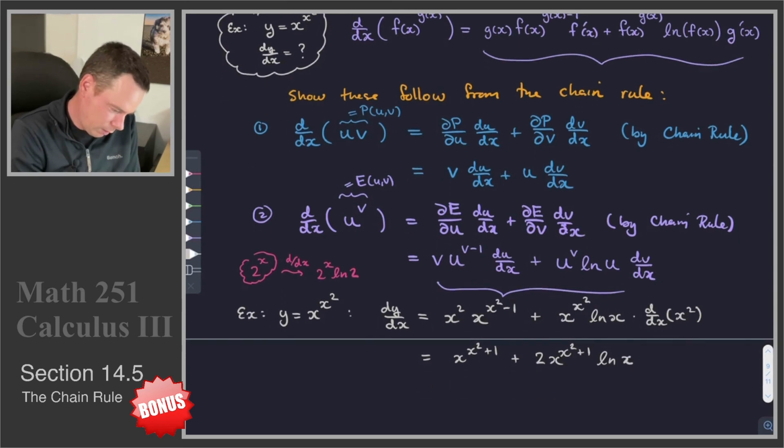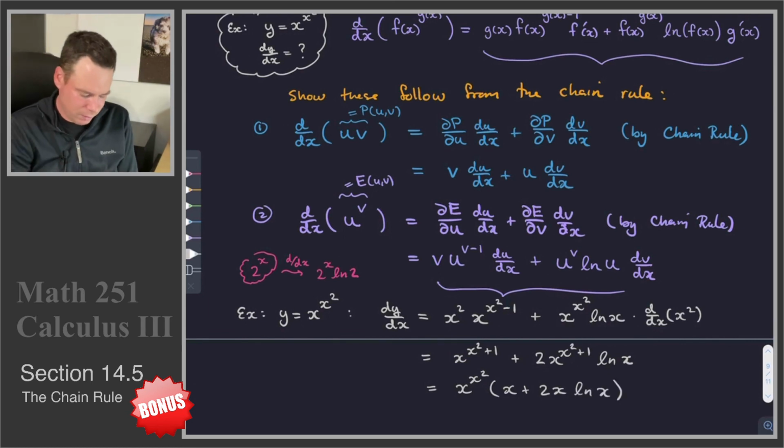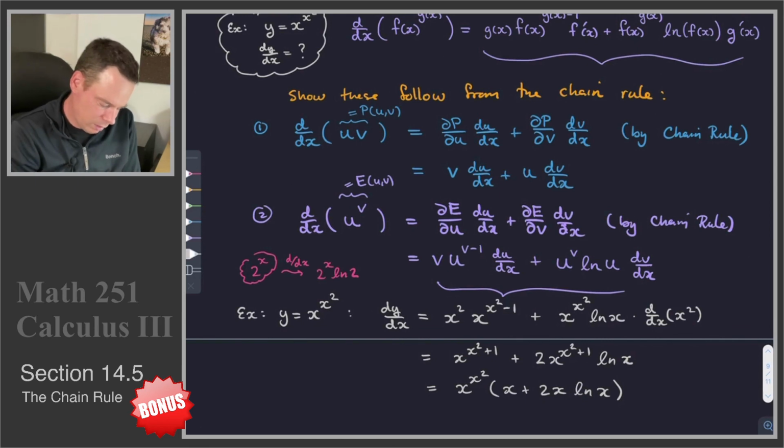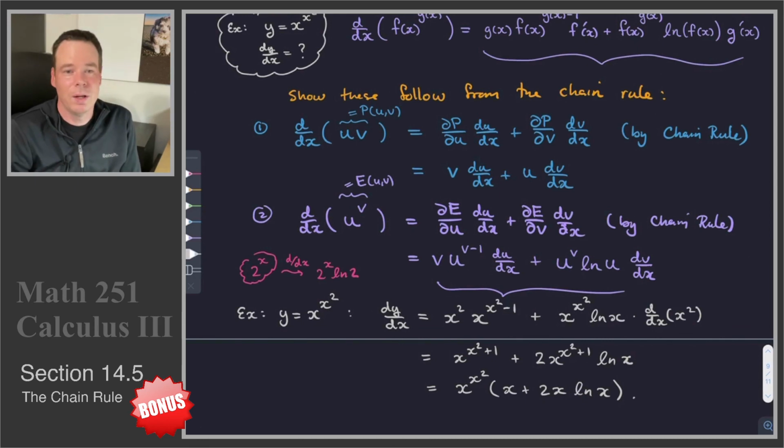Or we could write it as x to the x squared times x plus 2x ln of x. And you may say, why did I choose to write it like that? I did have the plus 1s in the exponents. Instead, I seem to factor out the x. The reason I wrote it like this is because this is how we expressed the derivative in the lecture from Calculus 1 when we did this derivative using logarithmic differentiation. So I just want you to see that you get the same result.